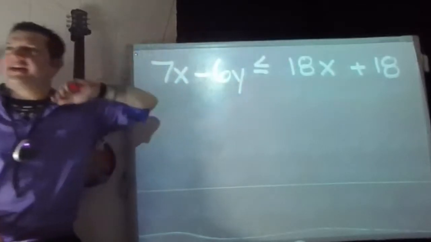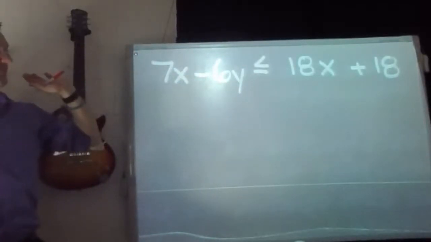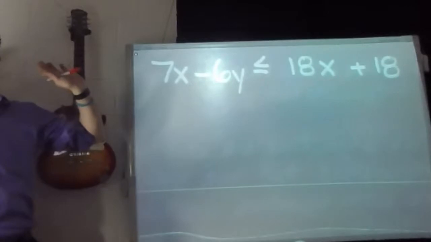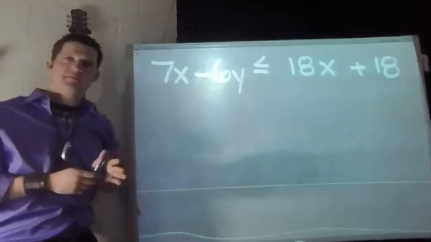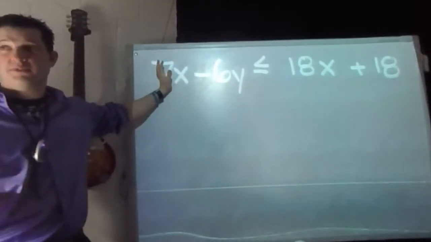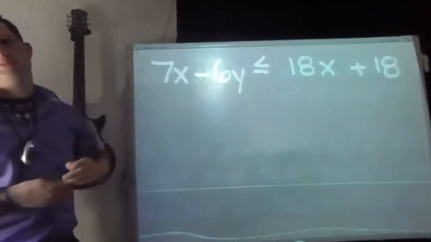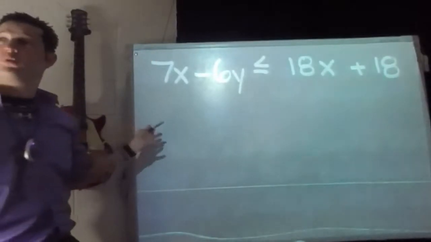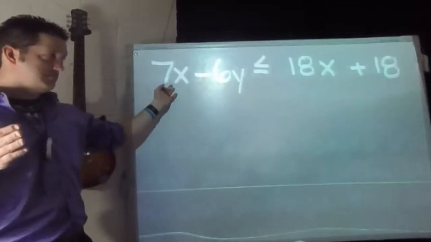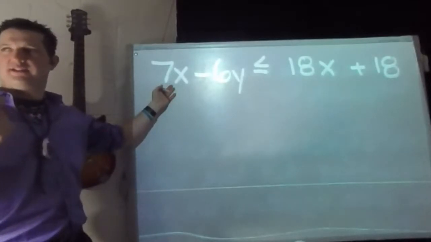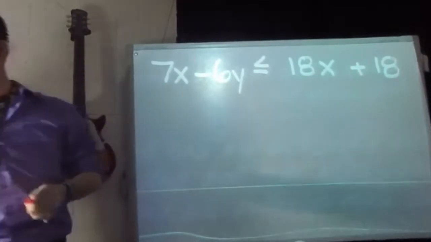Do we have y's on both sides? No. Not this time. We got something else on both sides. X. Okay, x. Again, something that freaks students out. X on both sides. What do you think we should do? Get the x's. Okay, which one? Put the 7 with the 18. Okay, so we are gonna minus 7. Minus 7. So let's do that.